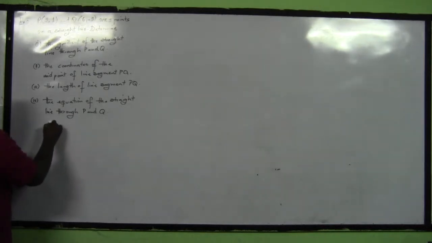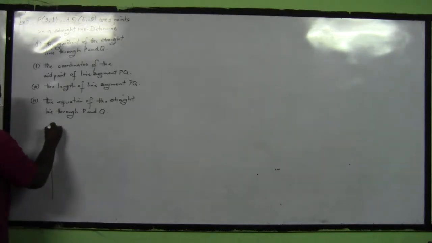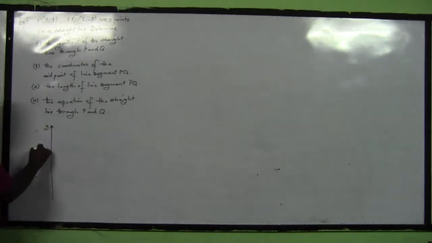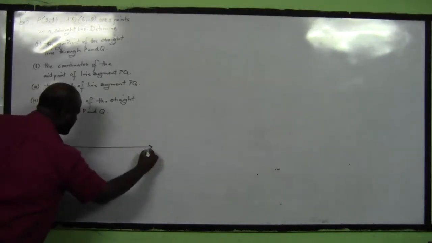Alright, let's have a look at this question. We're told that P and Q, P which is 2, 1, and Q which is 6, minus 5, are 2 points on a straight line. You want us to draw a diagram of it? We could draw a diagram. It's not that difficult. This is my y-axis. This is my x-axis.